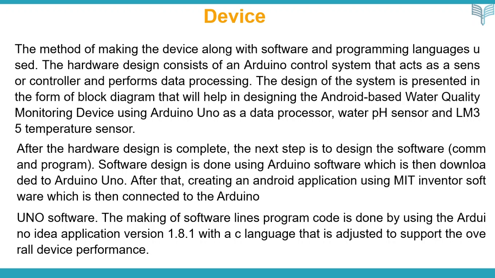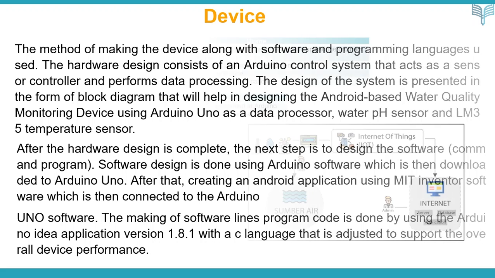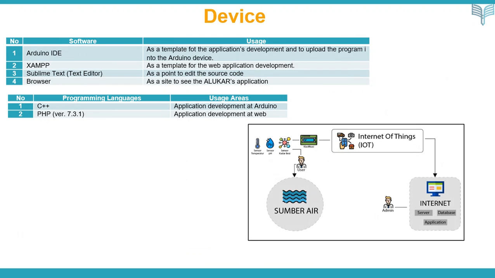After the hardware design is complete, the next step is to design the software. Software design is done using Arduino software, which is then downloaded to Arduino Uno. After that, we create an Android application using MIT Inventor software, which is then connected to the Arduino Uno software. The program code is written using the Arduino IDE application version 1.8.1 with C language that is adjusted to support the overall device performance. So this is the scheme of how our device will be used.